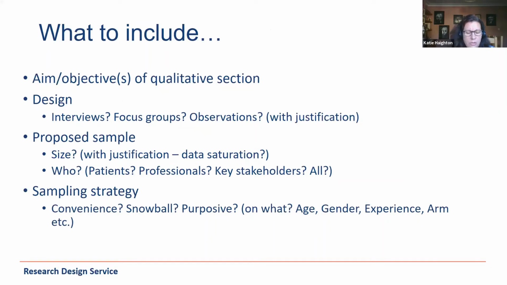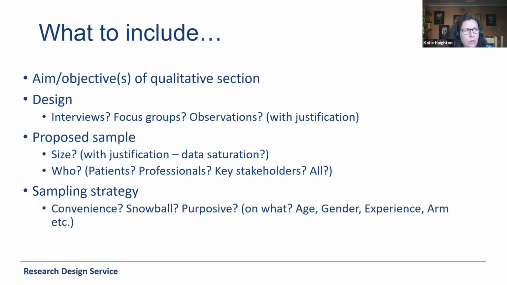So as well as justifying choosing qualitative methods, there are a number of other really important pieces of information that should be presented in the qualitative section of your application. And obviously this level of detail depends on what stage your application is at, whether it's an outline, whether it's a stage 2, and the word count that you're allowed. But within those restrictions, there is some key information that's really important to get across. So first of all, you need the aim and the objectives of the qualitative piece of research.